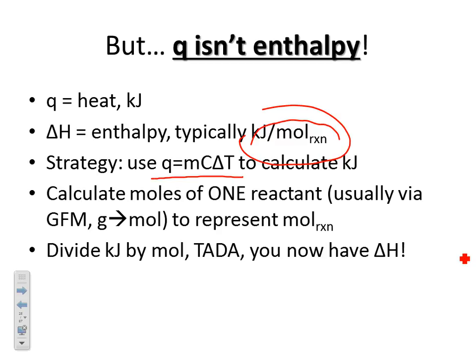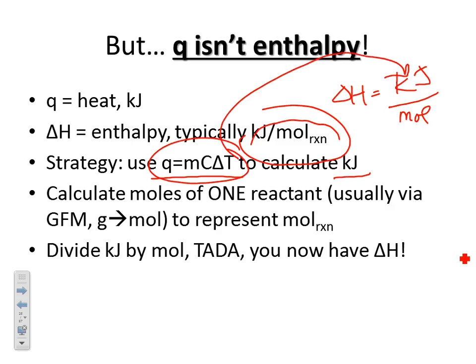You will typically want to do Q equals MC delta T. That will give you kilojoules. So this bit is going here if we're solving for delta H using calorimetry. The Q equals MC delta T gets you your kilojoules value. Then you have to figure out the moles of reaction. The way you do that is calculate moles of one reactant.